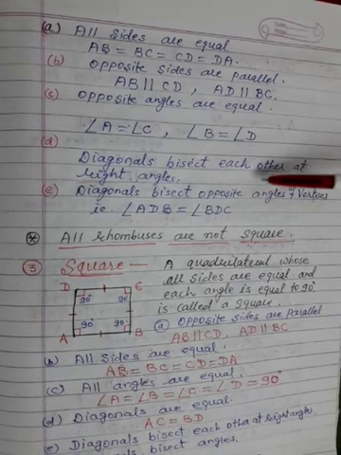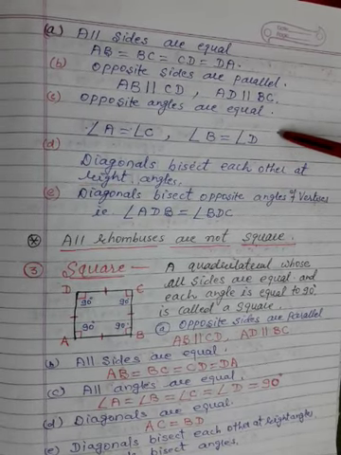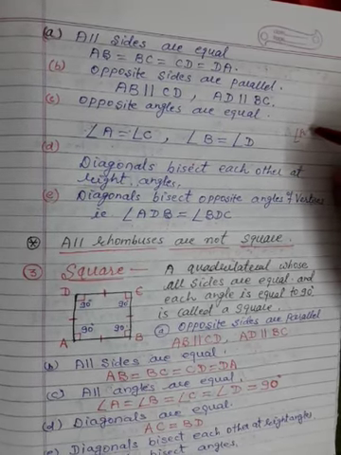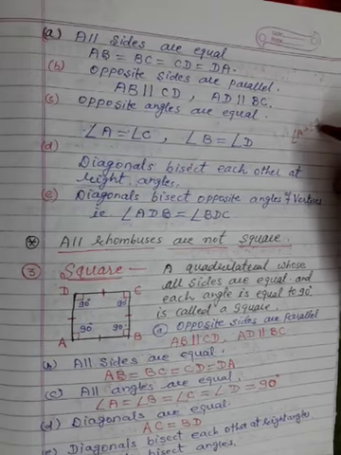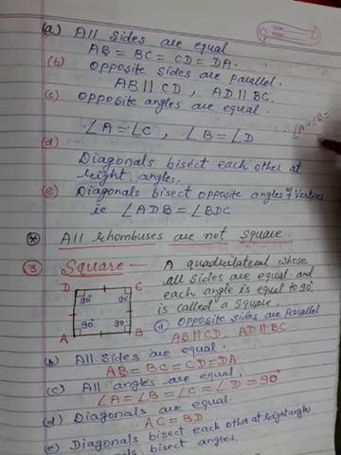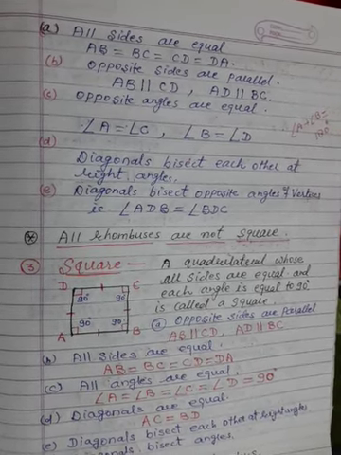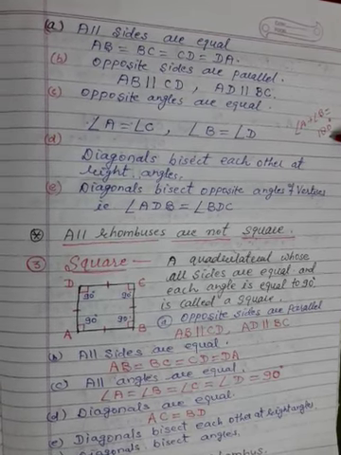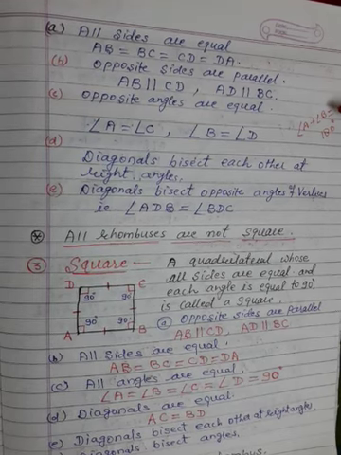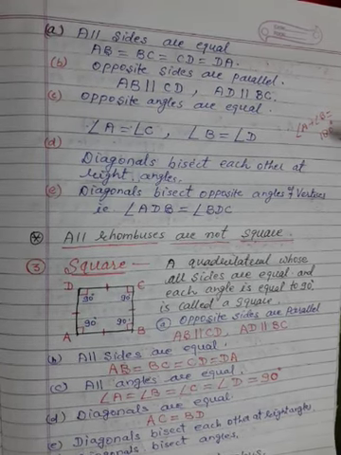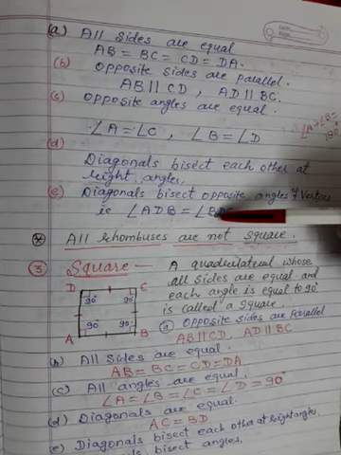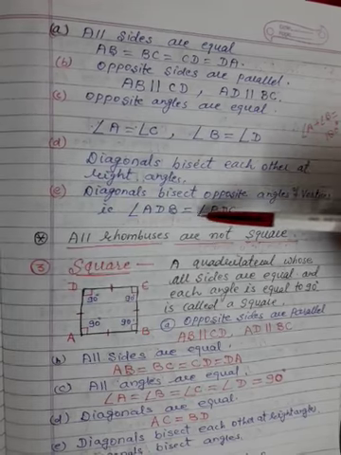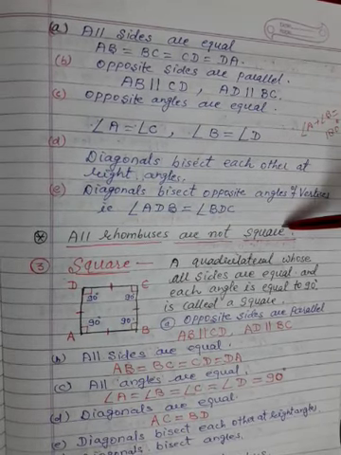Another property of the rhombus is that adjacent angles of a rhombus, angle A plus angle B, give the sum 180 degrees, that is the linear pair. Angle A plus angle B is equal to 180 degrees. Similarly angle B plus angle C is equal to 180, C plus D equal to 180, and so on. All rhombuses are not squares. This is the important point.